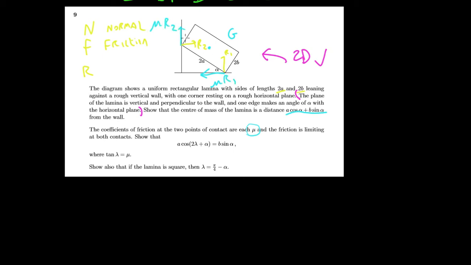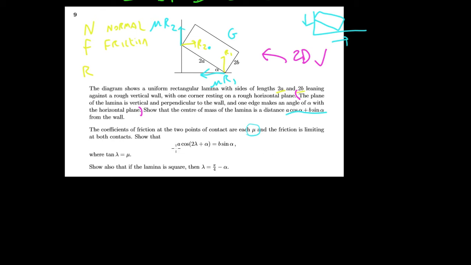How did I know that was the correct way friction was going? Well, what you've got to do is imagine where the lamina wants to go. So this side wants to slip down and this side wants to slip right. So obviously friction is going to oppose that.